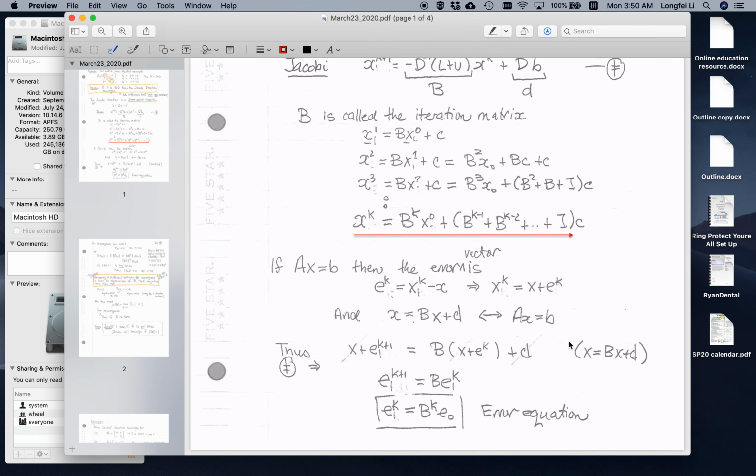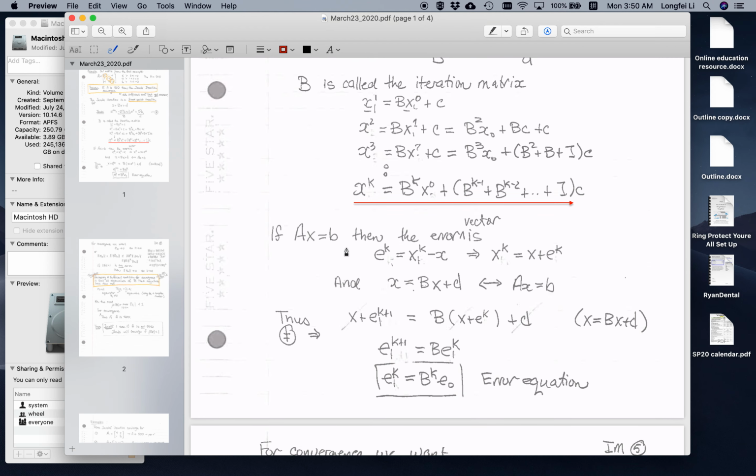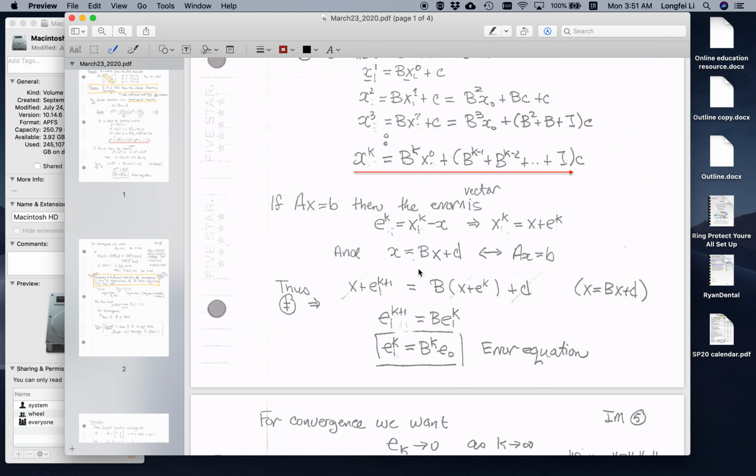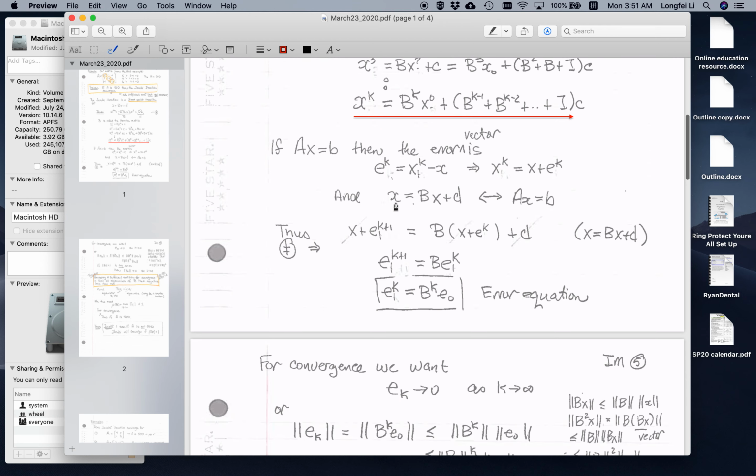So if Ax equals b, then the error vector is obtained by the difference between the approximation at the kth iteration and the exact solution. We define this as our error. If we rearrange terms, we get x_k equals the exact solution plus the error term. And from the fact that x is a fixed point of this iteration, x equals Bx plus d, we can substitute x.